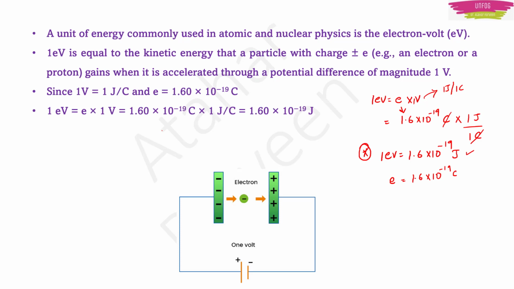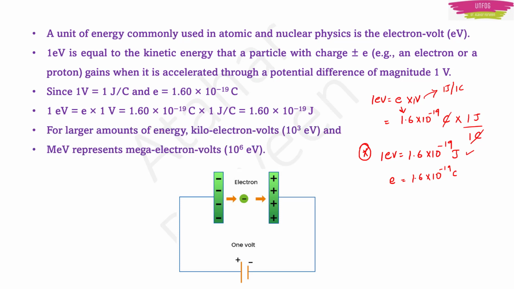But this 1 eV is a very small unit. Okay. If you have a larger amount of energy, you can use a kilo electron volt or you can use a mega electron volt also. So this is the larger unit of energy. Kilo electron volt. Kilo means you know it, right? 10 raised to 3 eV. MeV, mega electron volt. 1 MeV means it is 10 raised to 6 electron volt.